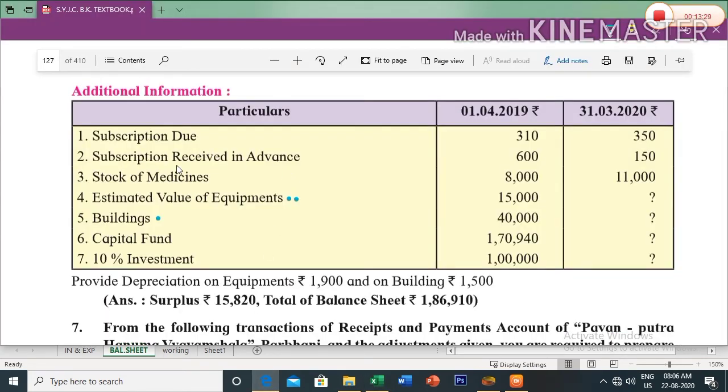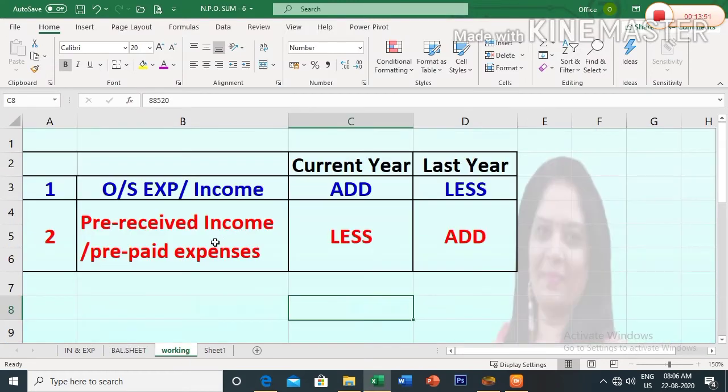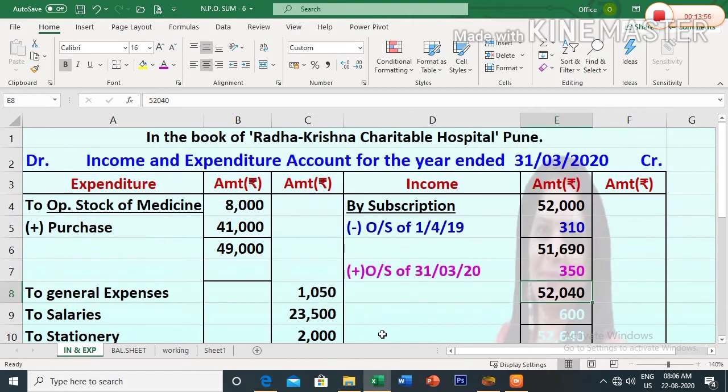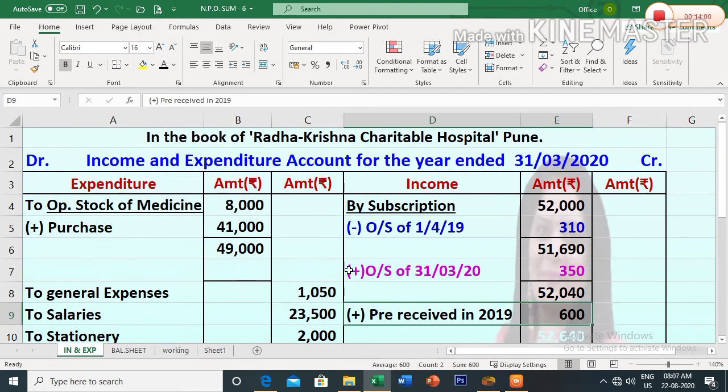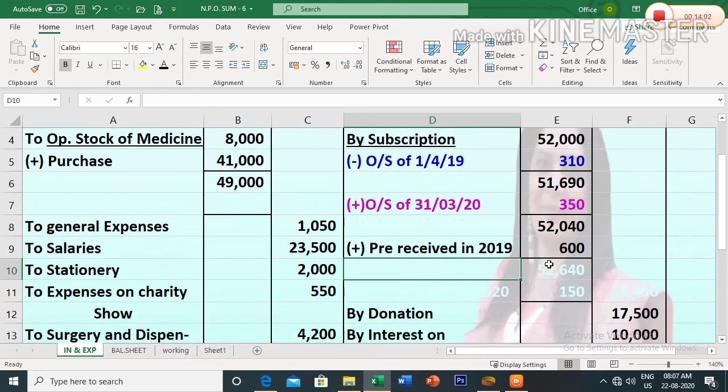Second adjustment, subscription received in advance. This is the pre-received 600, and for last year pre-received our sign is add. So in subscription we have to add. We have to record pre-received in 2019, 600, and the total will be 52,640. And this is the last year pre-received, so that's why it will be recorded in the opening balance sheet.